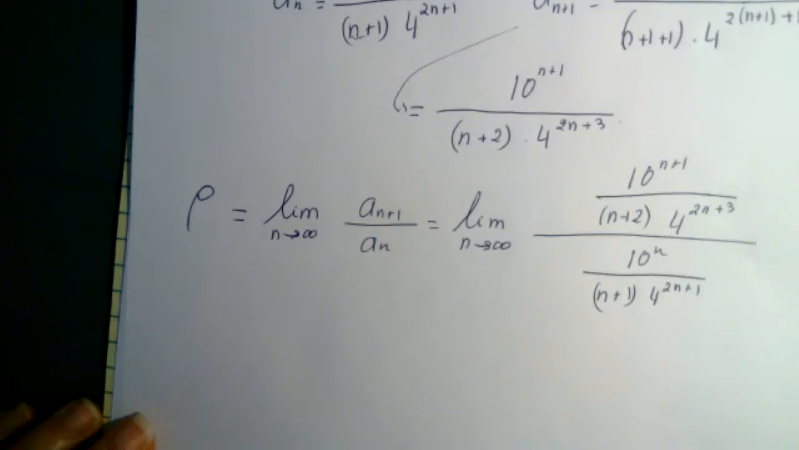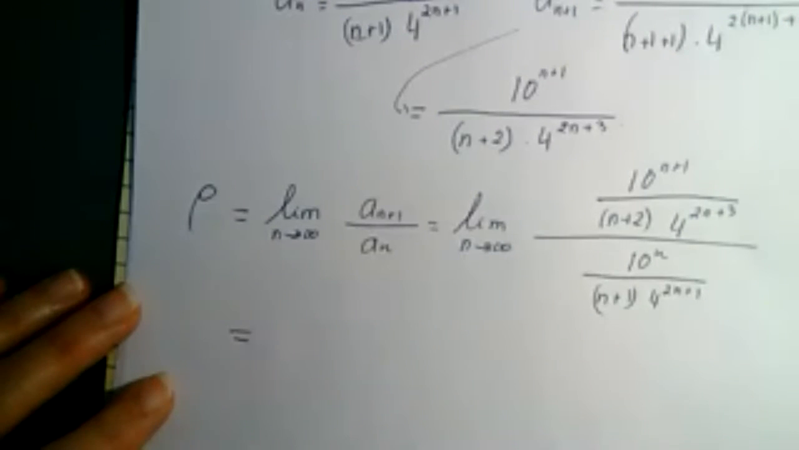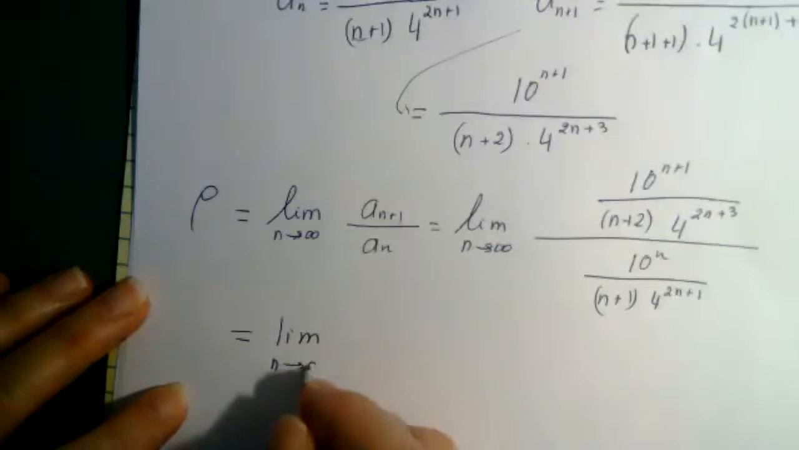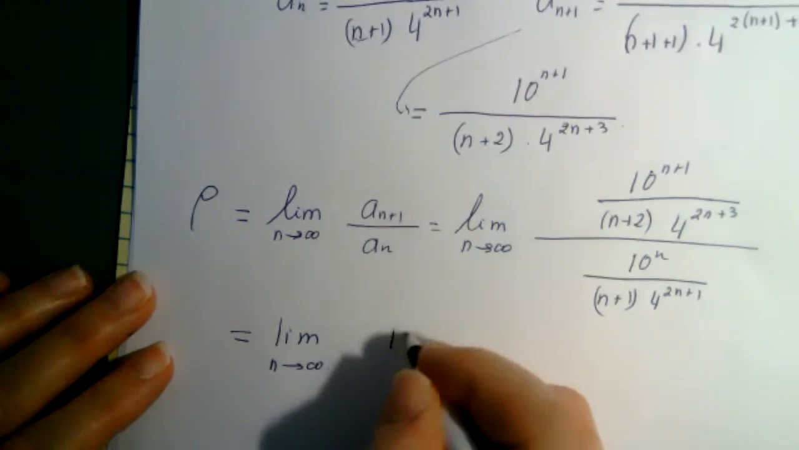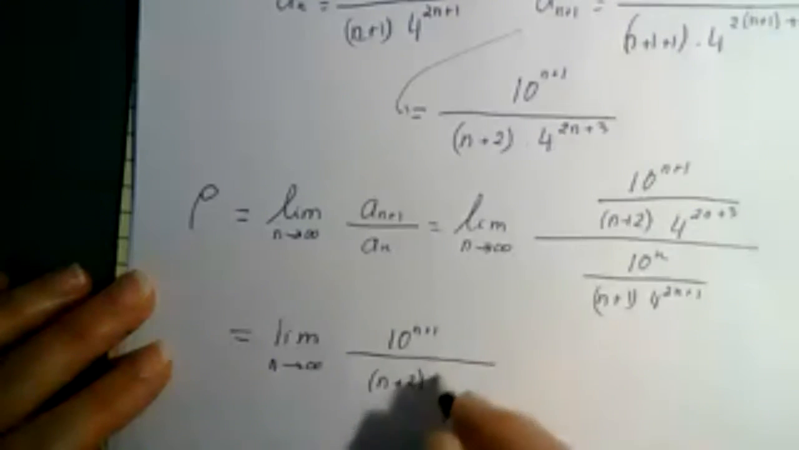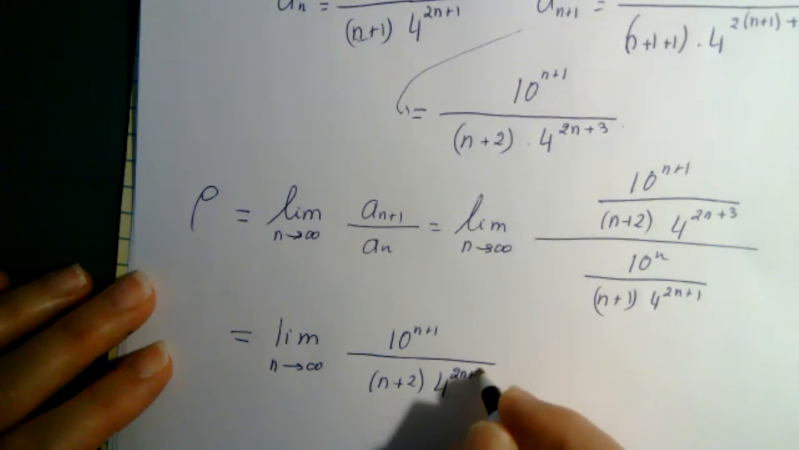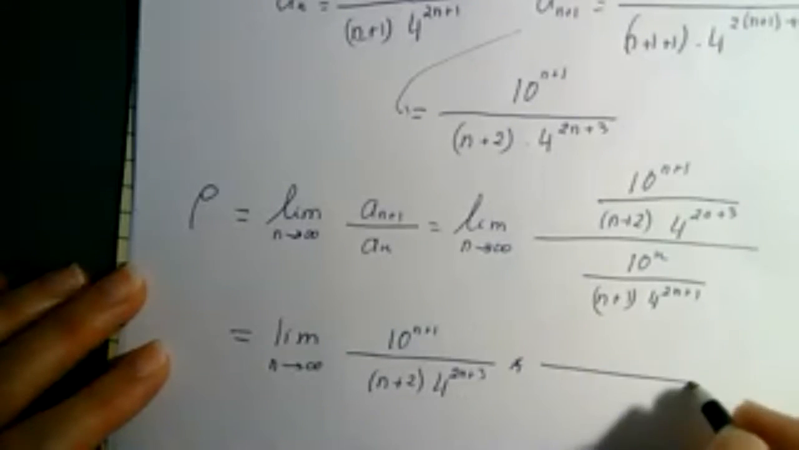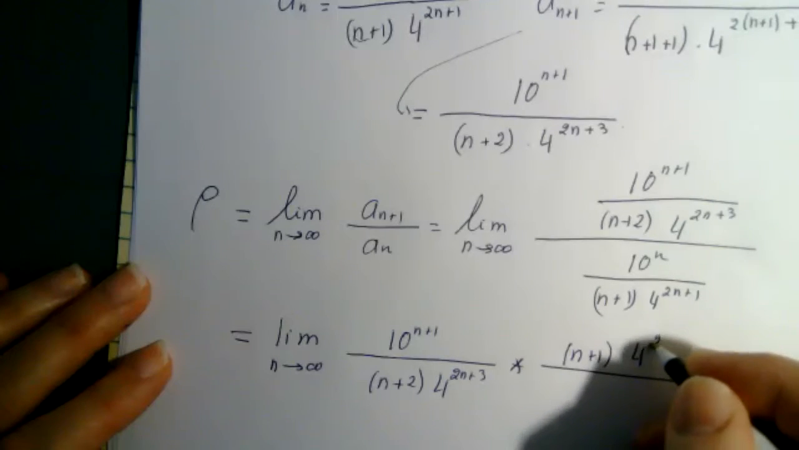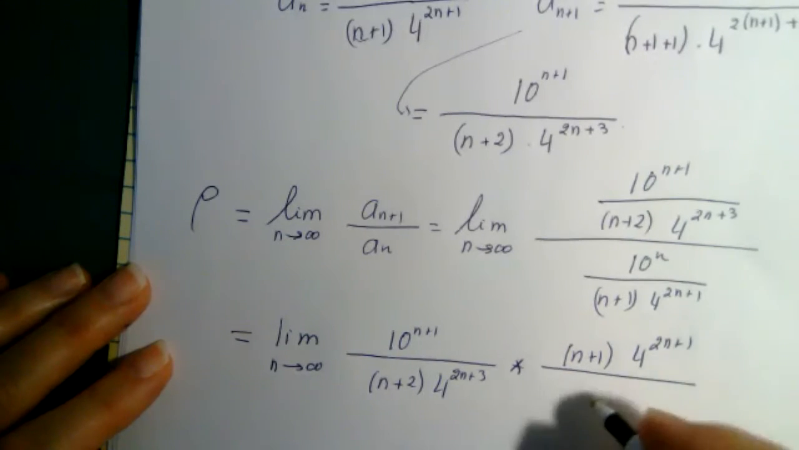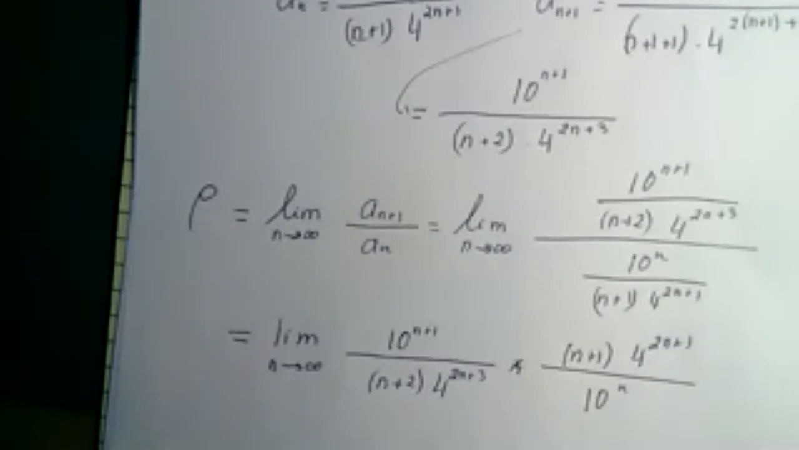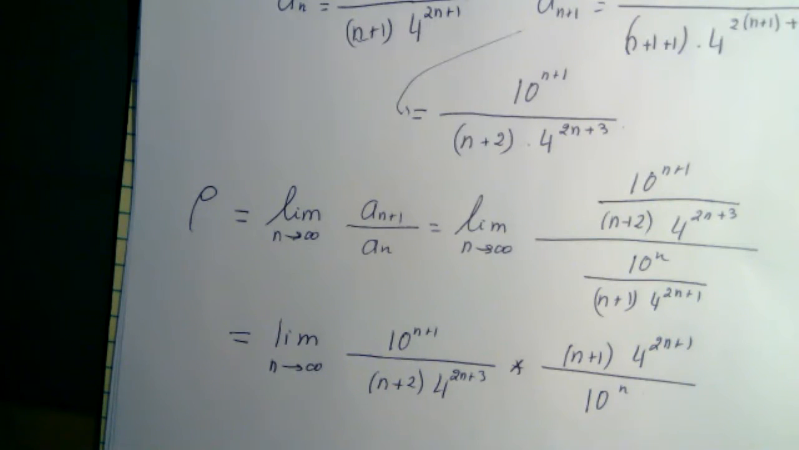Okay. As we did yesterday, we're going to use the property of fractions at this stage. I'm going to write this as the limit as n goes to infinity of the following: 10 to the n plus 1 over n plus 2, 4 to the 2n plus 3, times the reciprocal of the denominator, which is going to give me n plus 1, 4 to the 2n plus 1 divided by 10 to the n. And now, as I did yesterday, we basically have to simplify this expression.